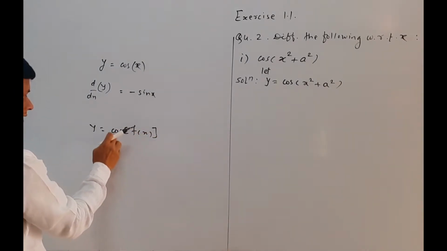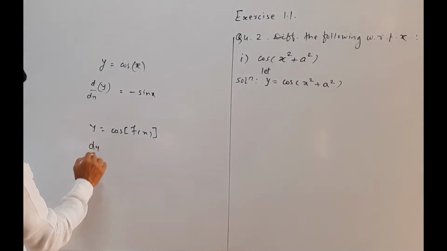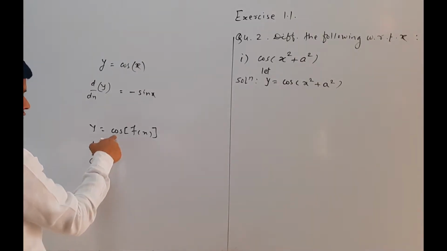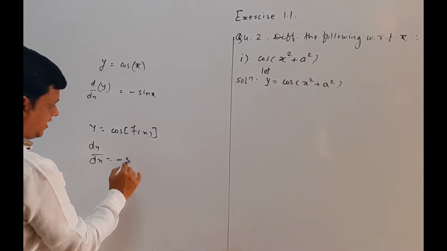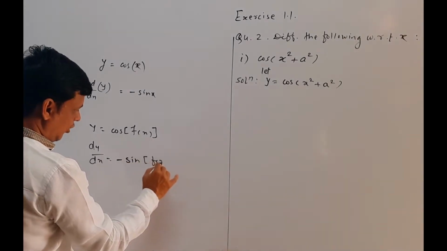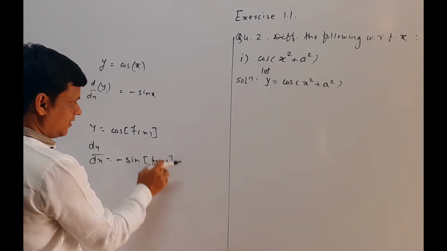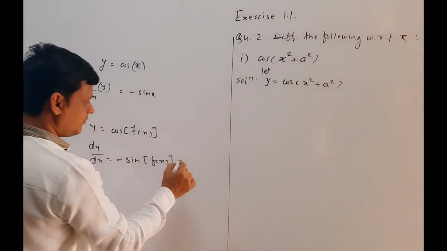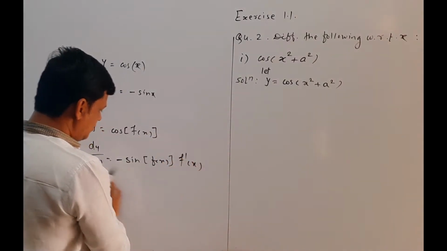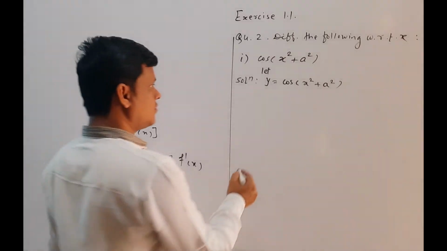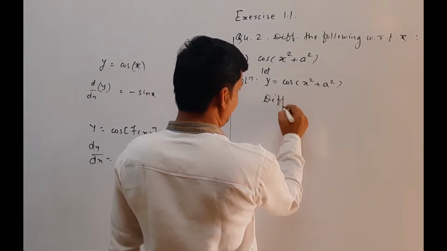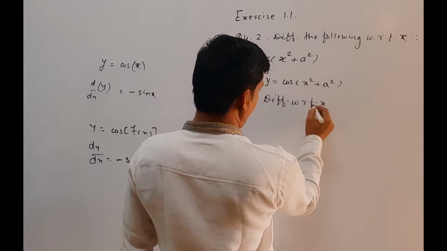we have to find the derivative of the outer function. So we write here dy by dx equals, the outer function is cos, so we write minus sin of this f of x as it is. Then we find the derivative of this f of x, that is f dash of x. So we use this concept here. So we write here differentiate with respect to x.